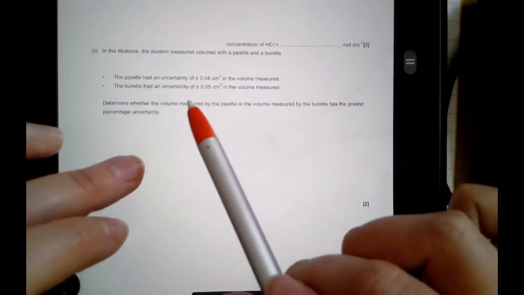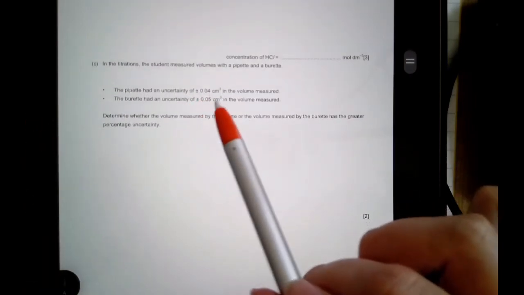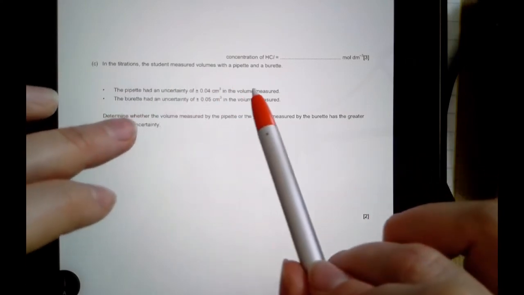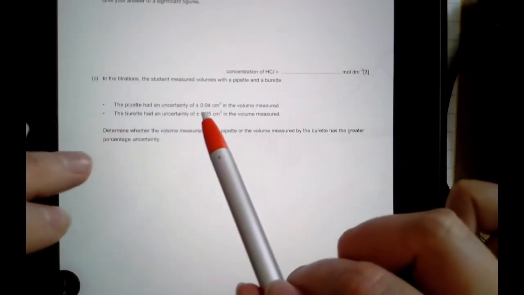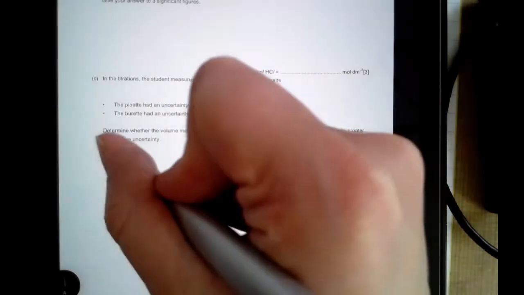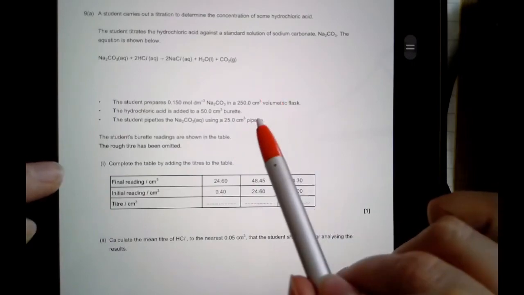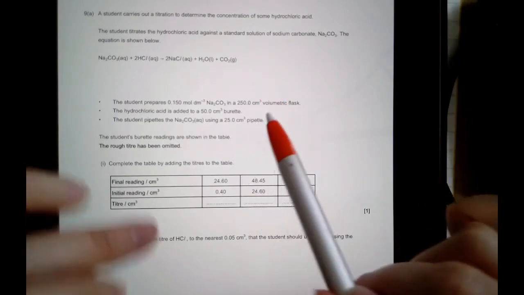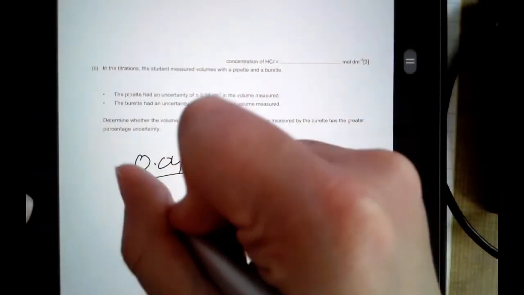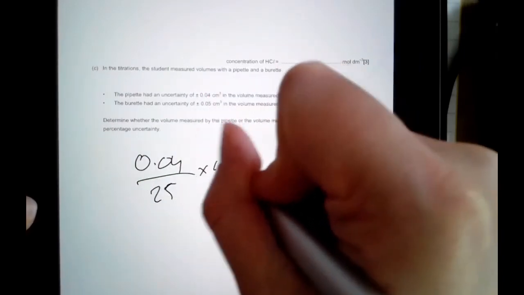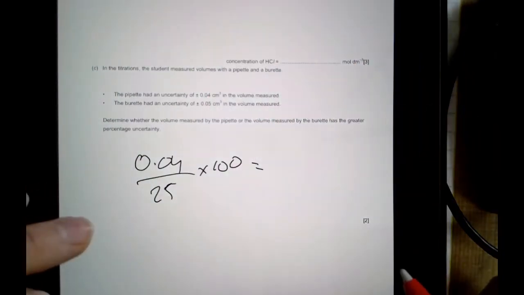Oh, this is another percentage uncertainty question. It says that in the titrations, they measured volumes with a pipette and a burette. With the pipette, they give you the uncertainty, 0.04. You have to go back and look through the question and see what volume is actually measured with the pipette, and you'll see that it's 25 centimeters cubed. So you'll put your 25 there, and then you times by 100. You don't need to multiply by 2 for the pipette.